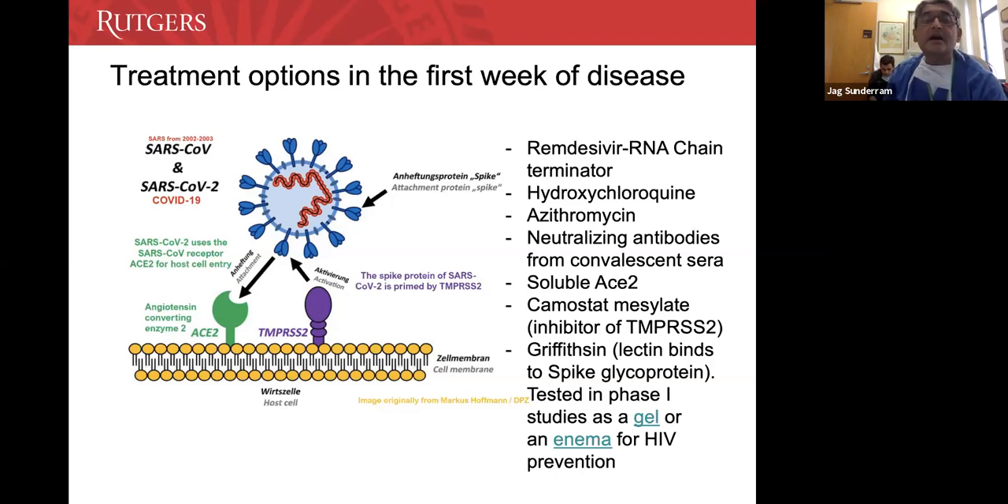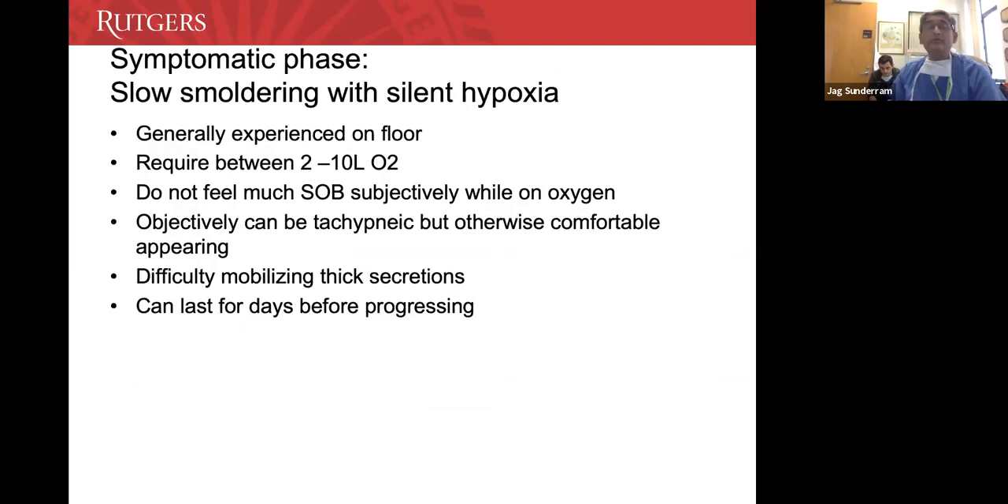So those are other experimental therapies that potentially could be used in the first week of this disease process. Now, we often don't see them in that first week. We see them during the symptomatic phase where you have the slow smoldering of this disease with silent hypoxia.